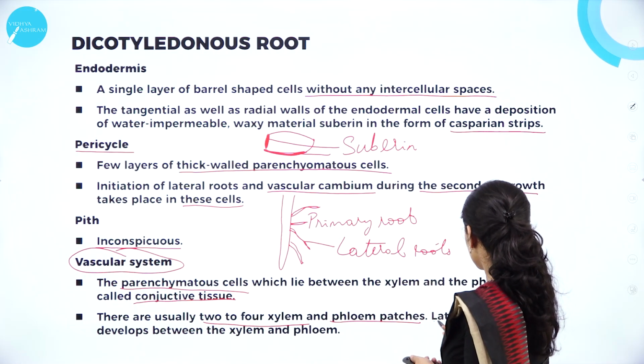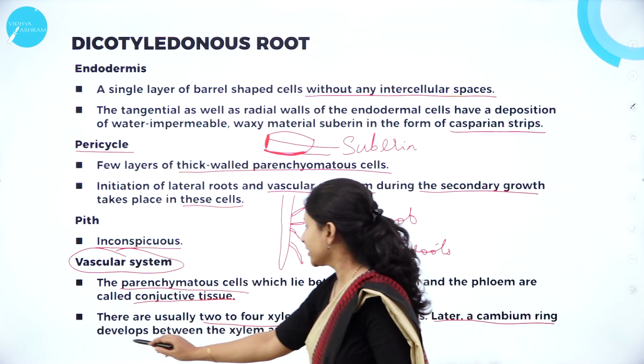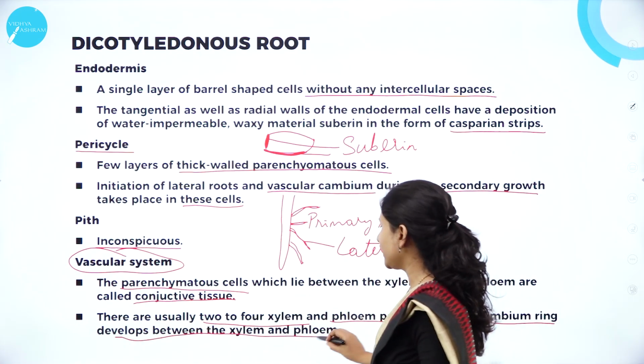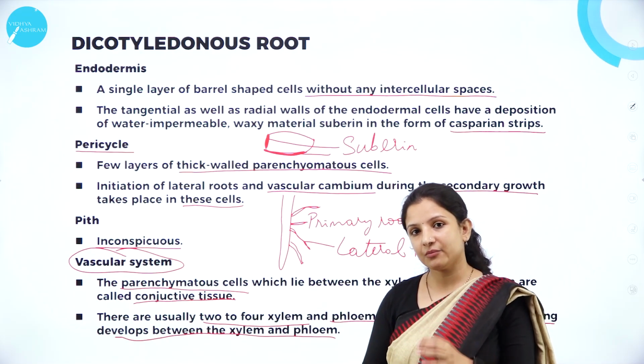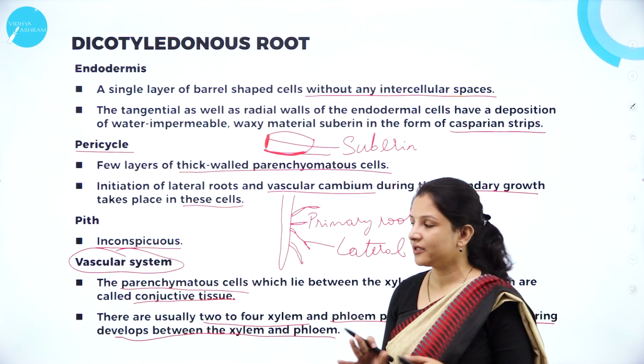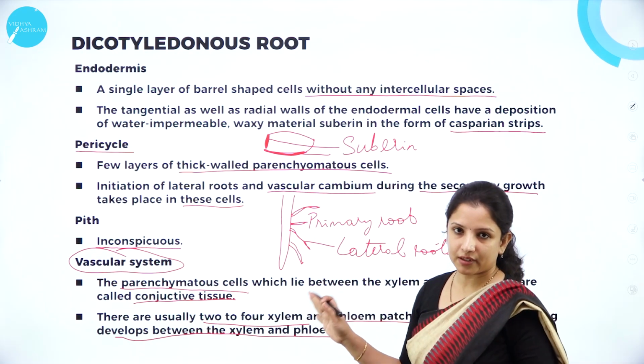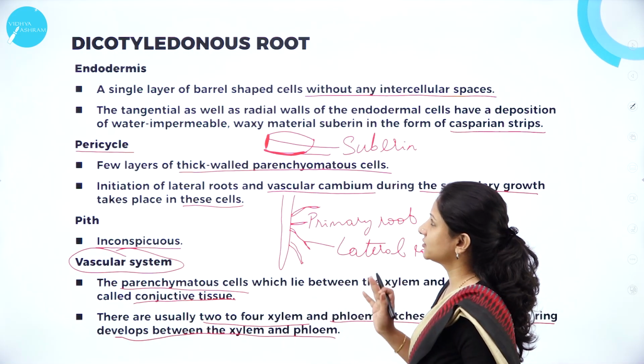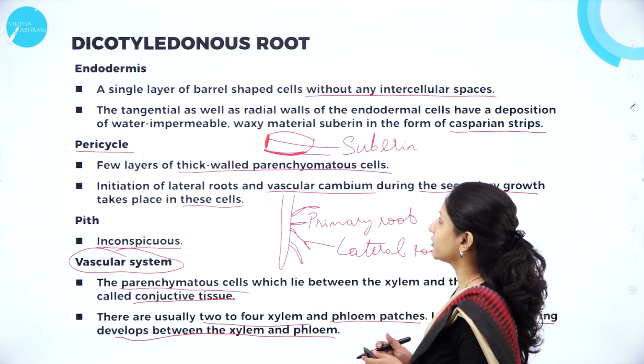And later they will form a cambium ring between the xylem and the phloem. If a cambium ring forms between the xylem and the phloem, we call it the open type vascular bundle, right? So they have a conjoint open type vascular bundle. So this is about the vascular system in the dicotyledonous root.